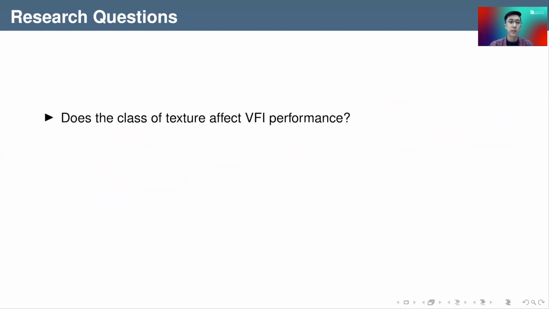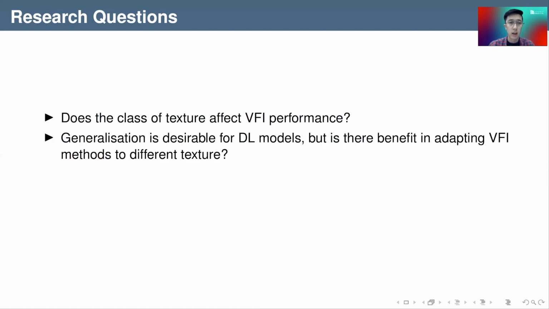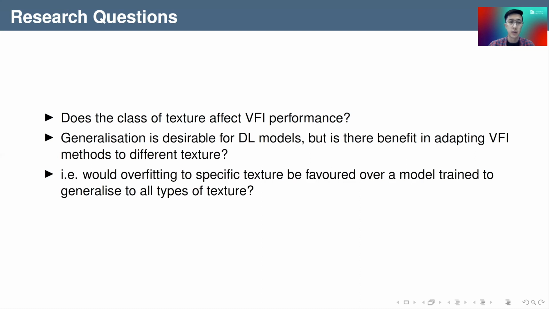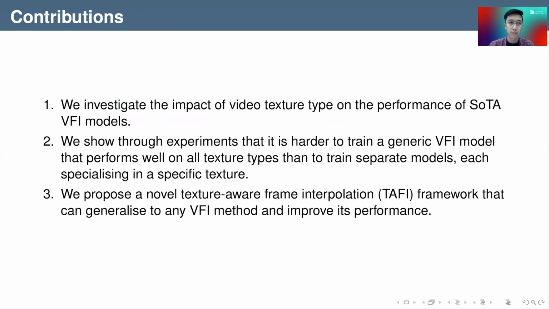It is a natural question to ask whether the class of texture affects the performance of video frame interpolation methods. And while generalization is a desirable property for deep learning based models, is there benefit in adapting the models to different textures, i.e. to overfit texture? It is to ask also whether overfitting to a specific texture would be favored over a model that is trained to generalize to all types of texture? And these are the questions we are trying to answer in this paper.